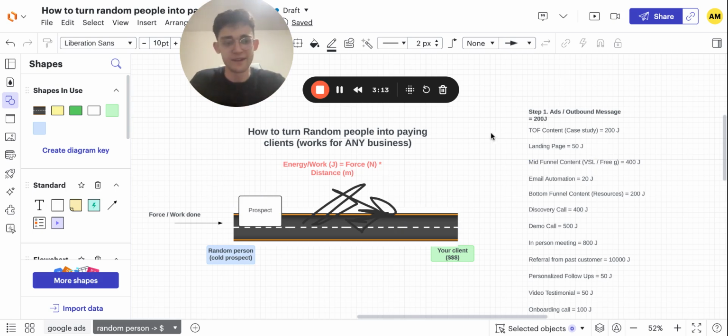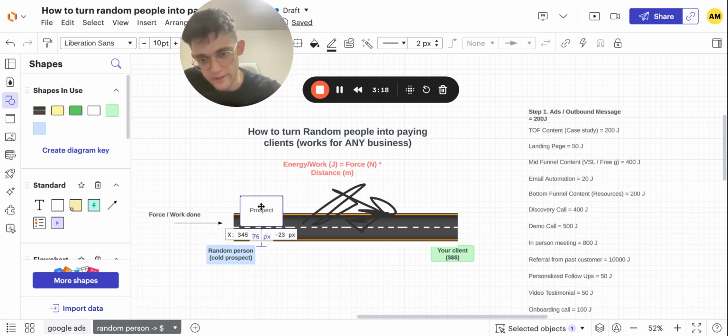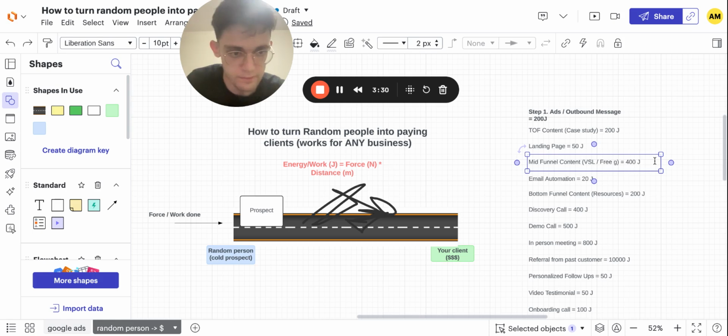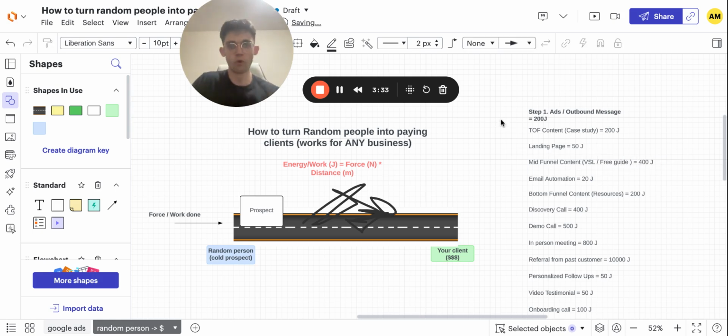You need to do all these things in order to push this prospect all the way down the line. Next thing is your landing page, website, whatever. The prospect checks it out, they kind of like it, they move a little bit more. 50 joules. Next, we've got mid-funnel content. A little bit overlooked, but a VSL, a video sales letter, or some kind of free guide. So let's say I'm selling marketing services to home improvement contractors. I might make a free guide on my landing page: the top 10 things to watch out for when marketing as a home improvement company.